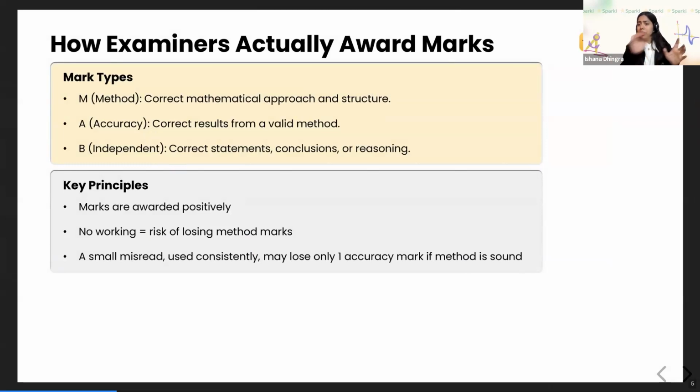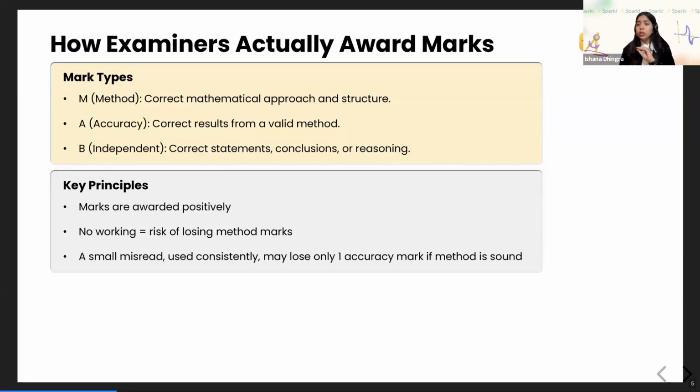Your answer is not correct, but the statement that you have mentioned, that because I have to prove two real and unequal roots, the discriminant has to be greater than 0. Those independent statements give you those B marks. So showing your working is very important, because even if your final answer is not correct, you will still get your method marks.